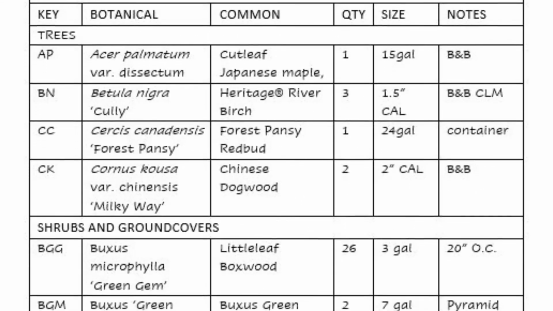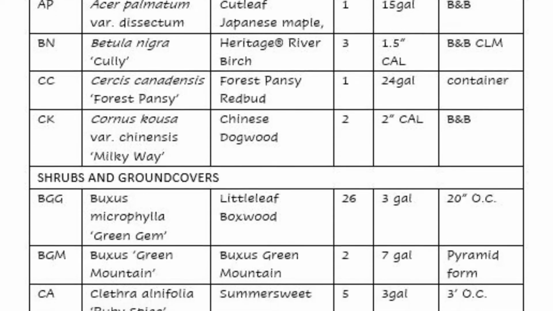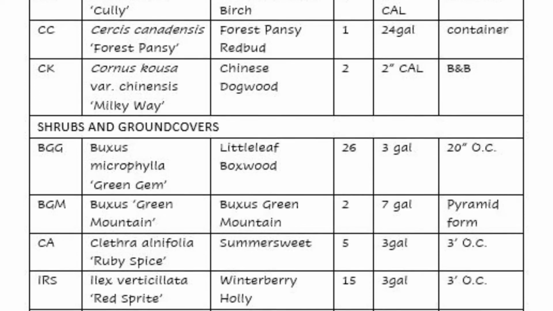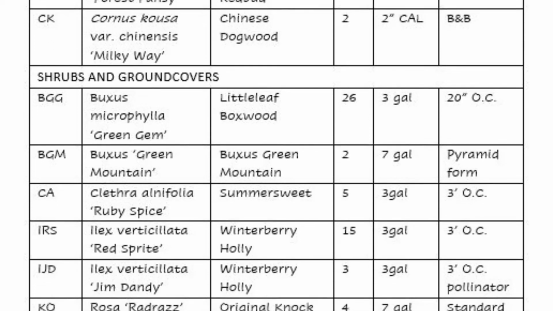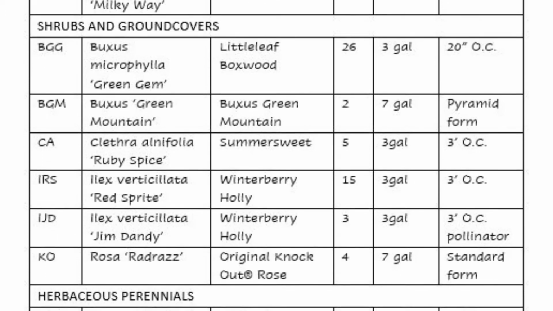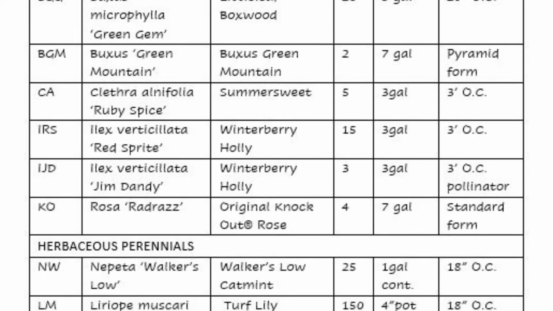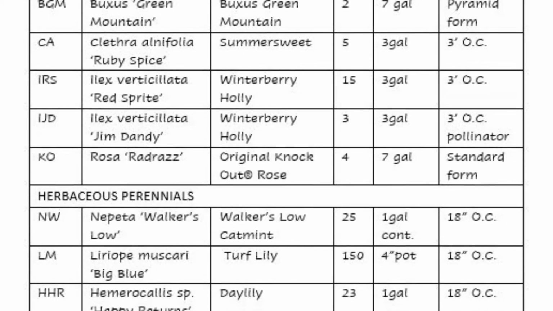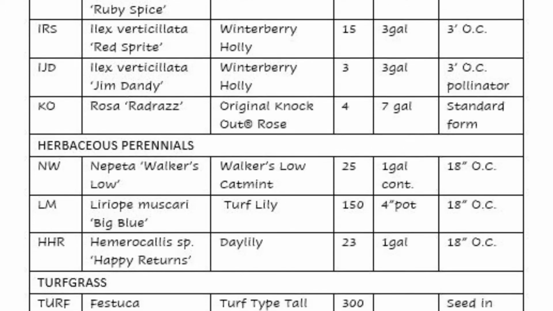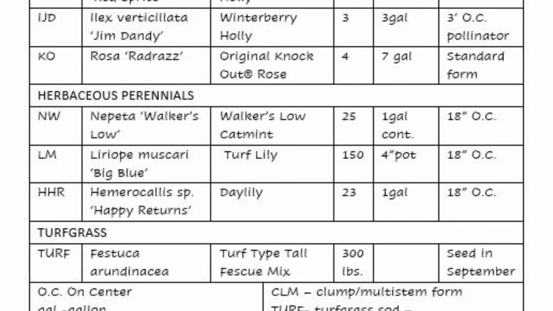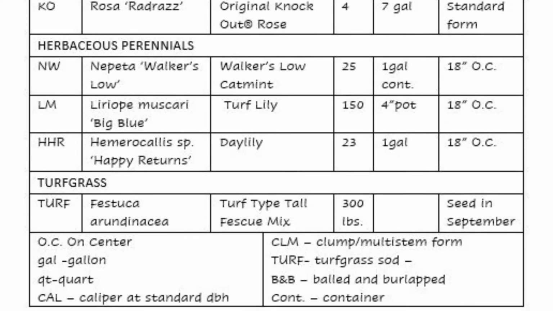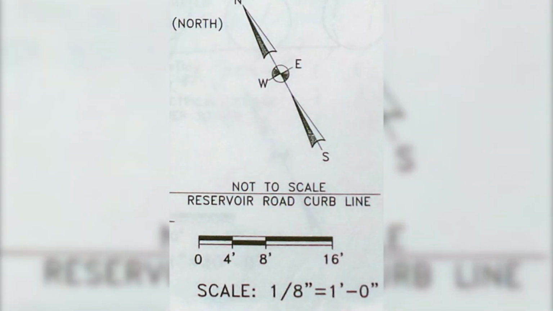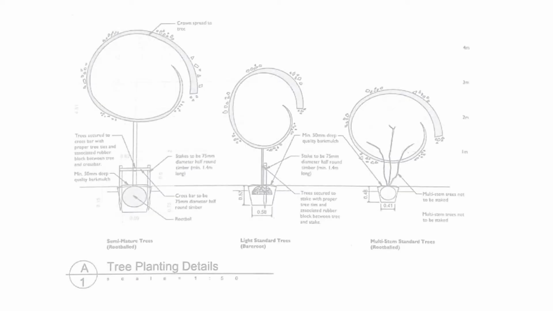A plant list includes the proposed plant material names, sizes, and quantities. It may also include explanations of abbreviations used on the plan. For example, OC is a common abbreviation for on center. This may be used to indicate the spacing of plants. The scale is where the designer communicates the proportional relationships of the drawing to the real-life landscape.